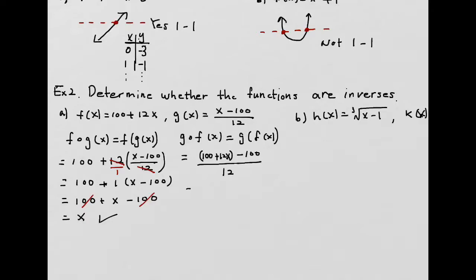Then you need to simplify the numerator first. So you have positive 100, negative 100 cancel out each other. And you have 12x over 12. And 12 and 12 cancel out each other. You get x by itself. So they check out. You will say yes, inverse to each other.